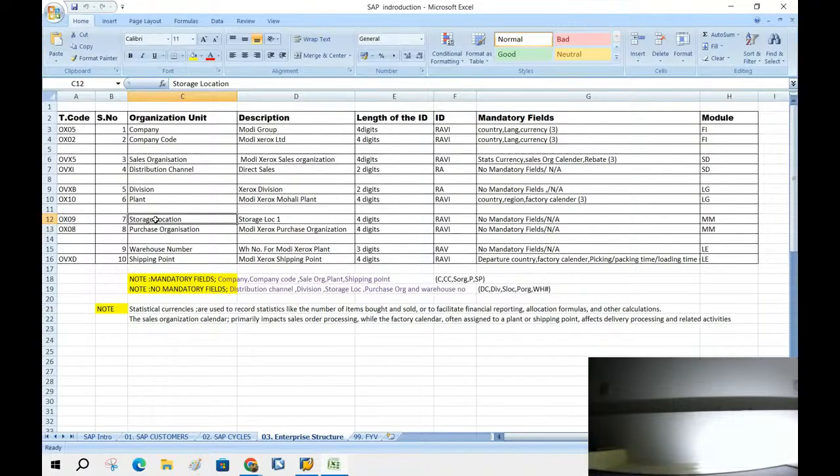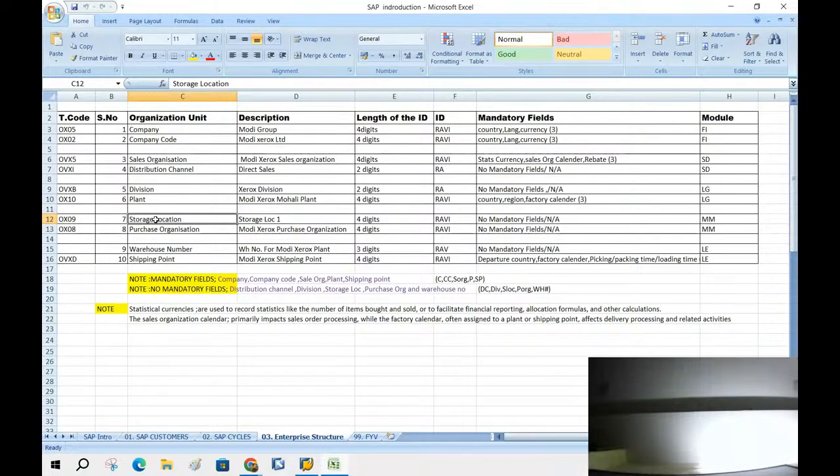Now, Modi Xerox will be procuring the raw material to produce the final product called Xerox, finished goods. How do they do it? They have to have a head of the purchase department. Head of the purchase department in SAP is called purchase organization in SAP.